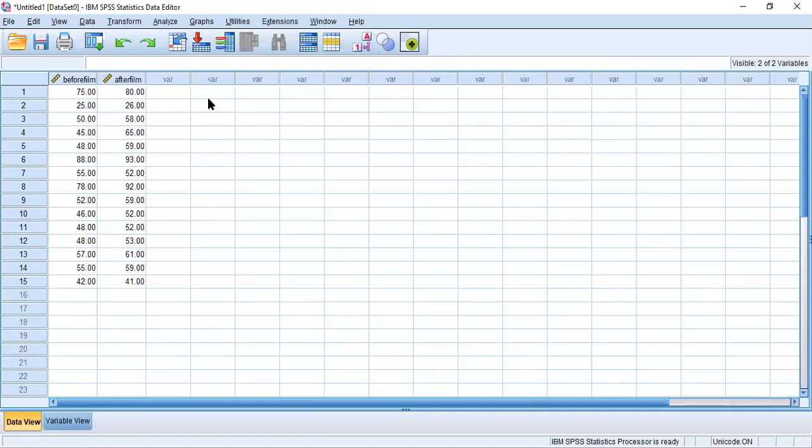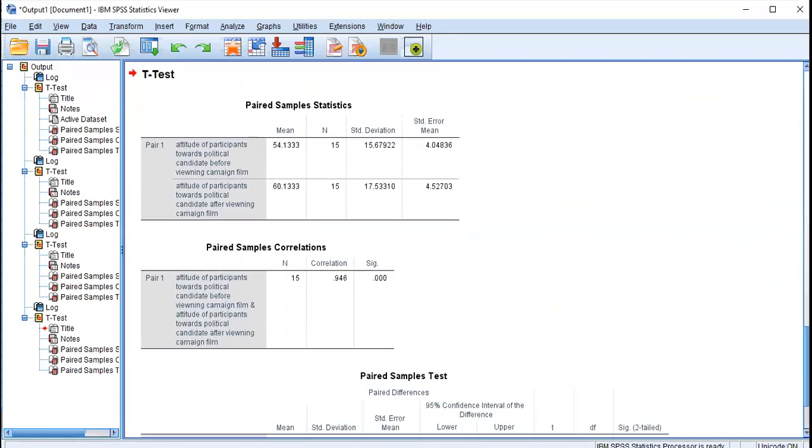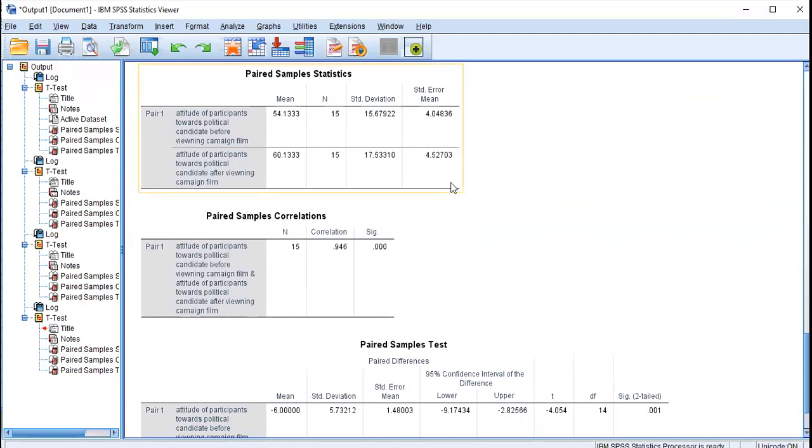I'll be moving you to the output file. So this is what we've got. These are the answers we have got. This is the attitude of participants towards political candidates before viewing the campaign film, and the attitude of the participants towards the political candidate after viewing the campaign film. So that's given to us.